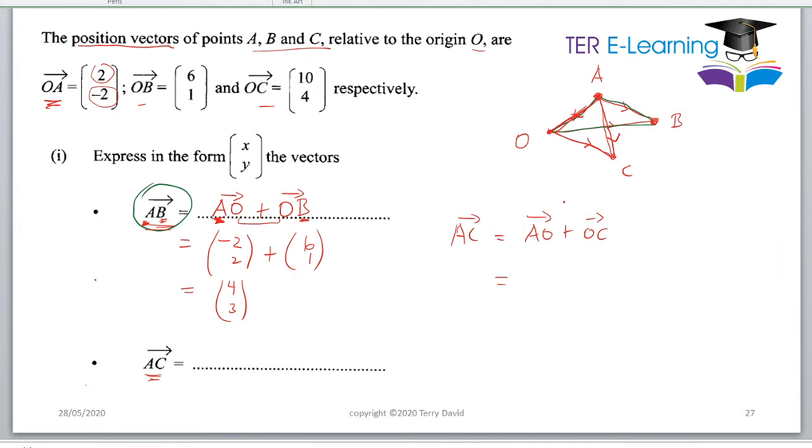So AO, you already know what AO is. AO is minus 2, 2, plus OC. OC in this case is 10, 4. So minus 2 plus 10 gives me 8, and 2 plus 4 gives me 6. So this is my vector AC. Joshua, if you understand that method, you stick to your method. This is just how I do it, but we're going to get the same answer either way.